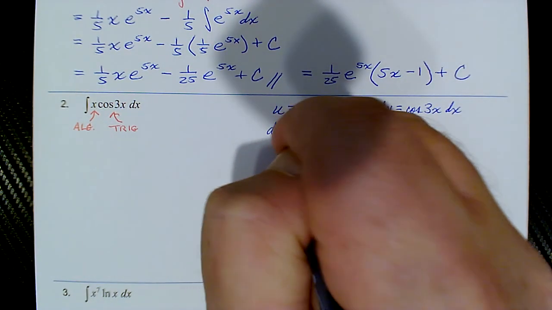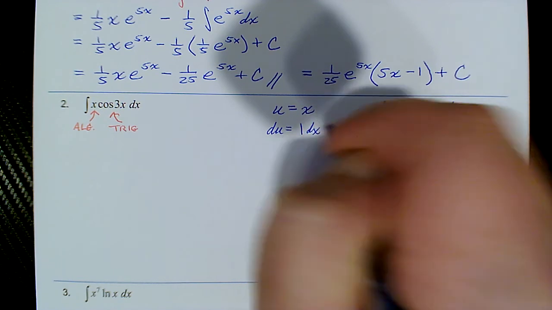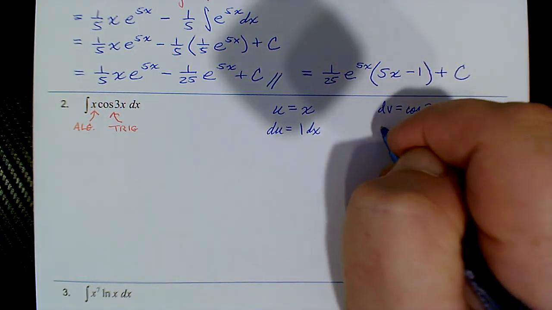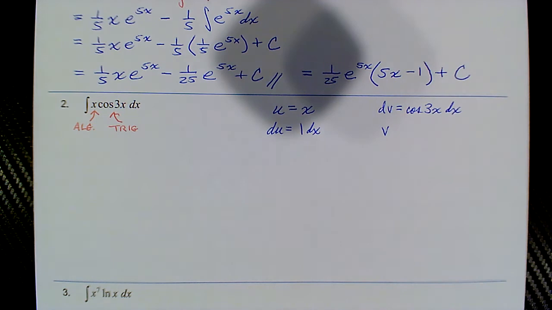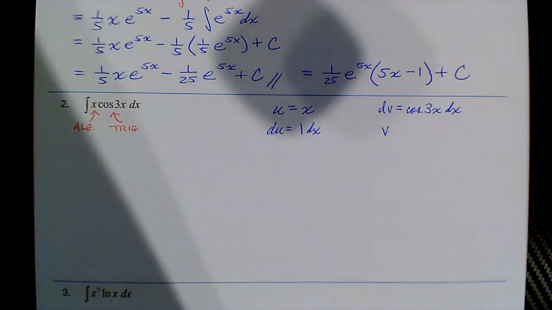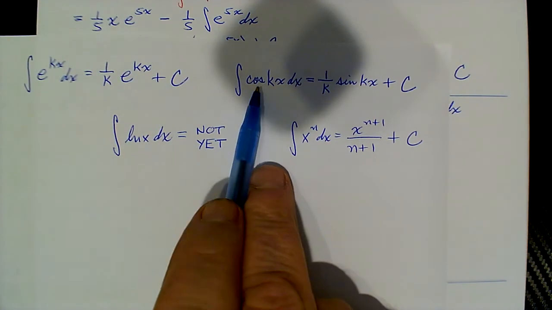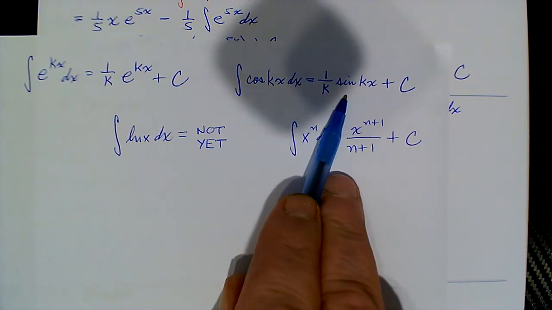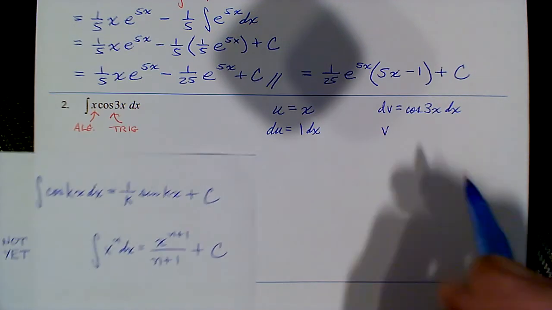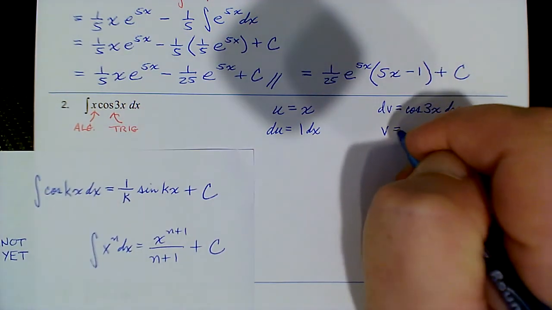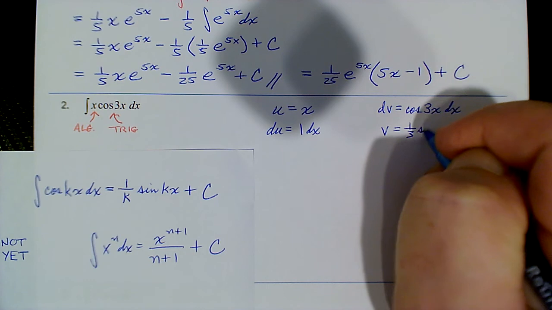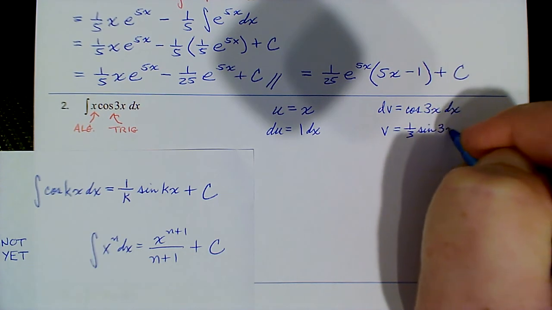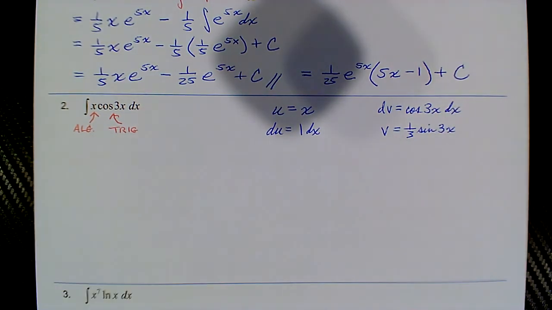Then we calculate our du. Derivative of x is 1, so the differential is 1 dx. Integrate dv to get v. And when we integrate cosine of 3x, again, remember the basic formula for the integral of cosine of kx. It's 1 over k sine of kx, positive. So cosine of 3x integrates to be 1/3 sine of 3x. And again, we do not add the constant of integration there.